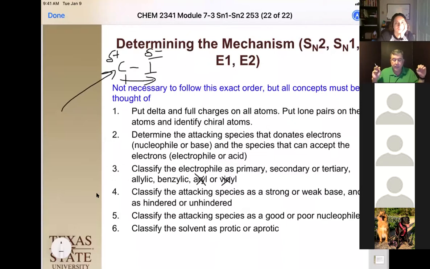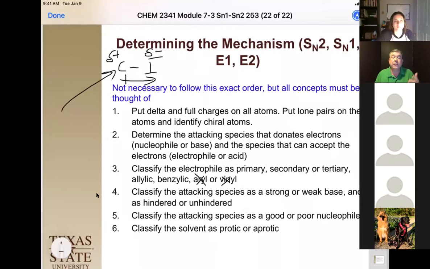Okay. The next thing we look at is the nature of the nucleophile. Is it a strong or weak base? Is it a hindered or unhindered base? So is it big and strong? Is it small and weak? Is it strong and small?